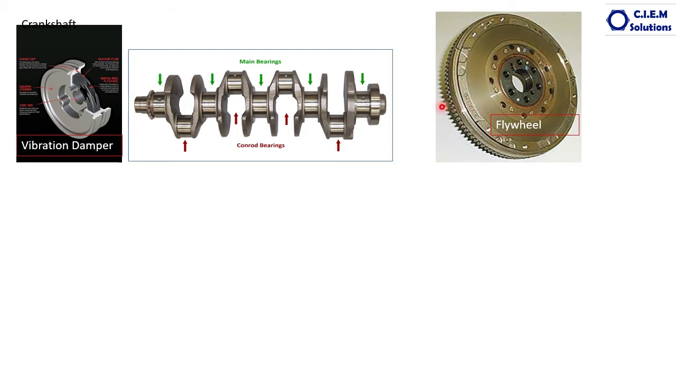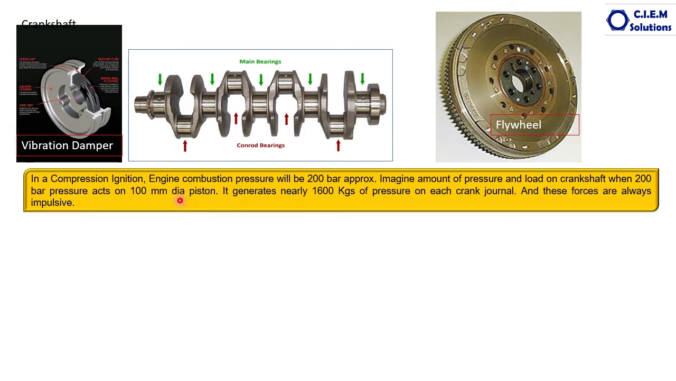This is the flywheel. In a compression ignition engine, combustion pressure will be 200 bar approximately. Imagine the amount of pressure and load on the crankshaft when 200 bar pressure acts on a 100 mm dia piston. This 200 bar pressure on the 4 inch dia, that's 100 mm piston, generates nearly 16,000 kgs of pressure in each crank journal, that too with impact pressure.